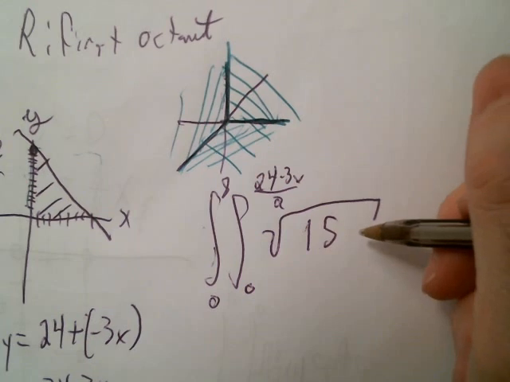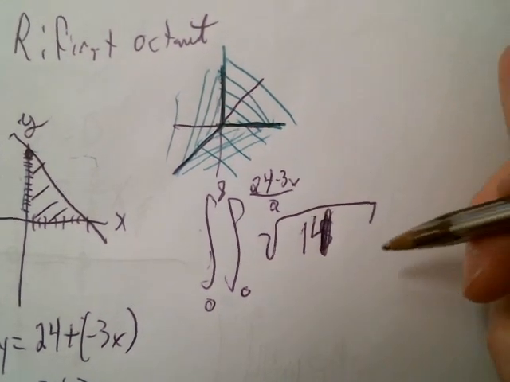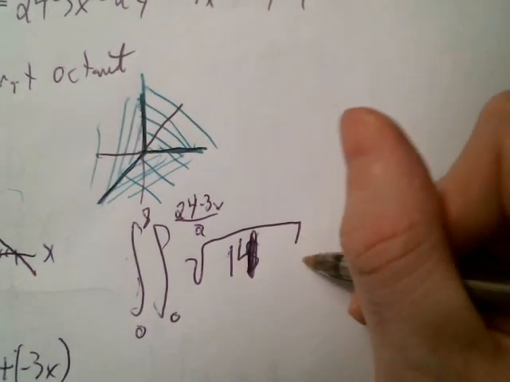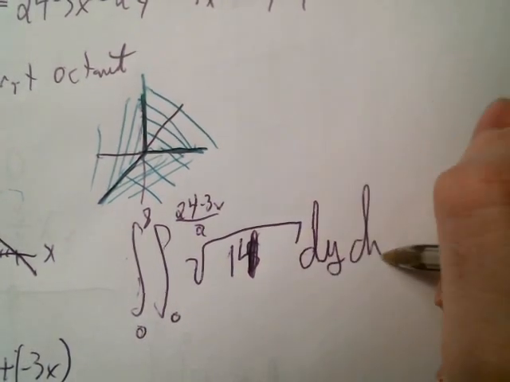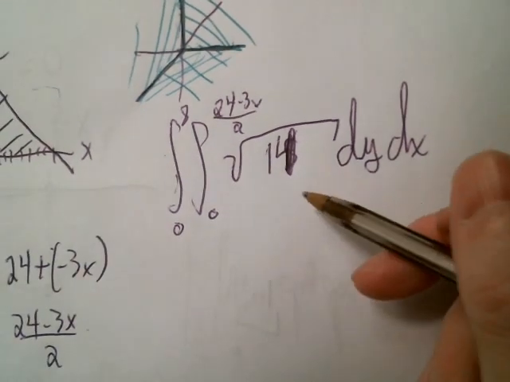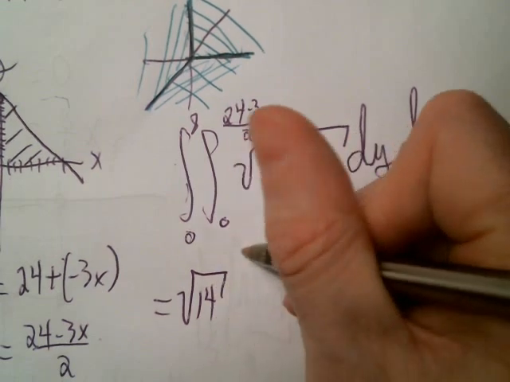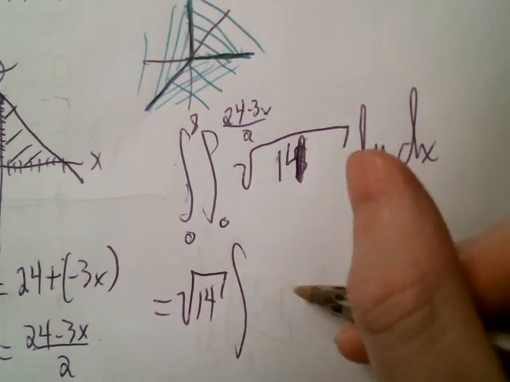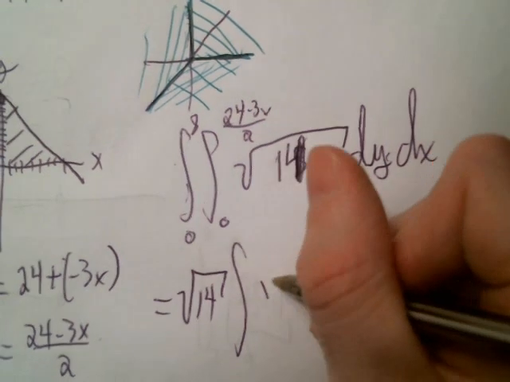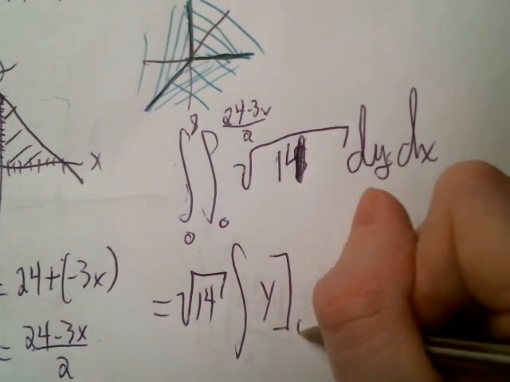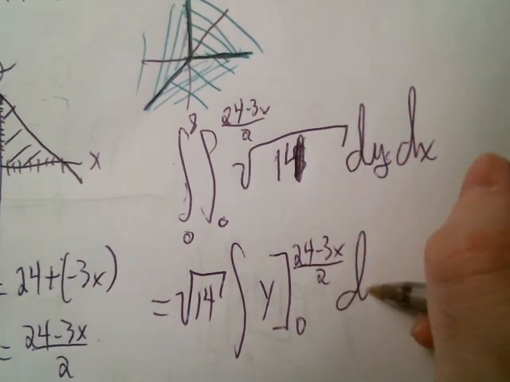So square root 15, or is it 14? Oh, jeez, sorry. Square root 14. That's what happens when I try to do things in my head. Okay, and then dy dx. So you could factor out the square root 14, no problem there. And then we have a double integral of dy dx. So with respect to y first, I'll end up with a y here from 0 to (24 minus 3x) over 2 dx.